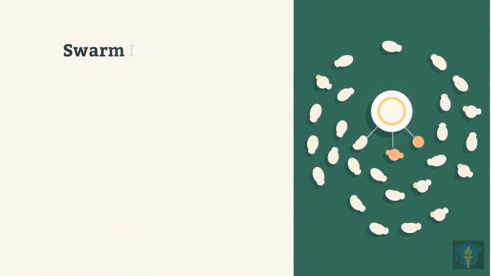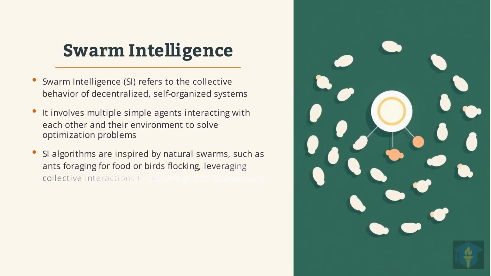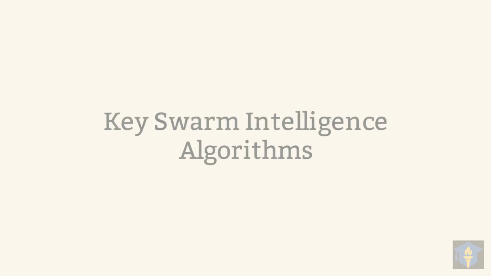Let's shift our focus now to swarm intelligence, a fascinating field inspired by nature. Swarm intelligence, or SI, explores collective, decentralized system behavior, where simple agents interact to solve optimization problems, inspired by natural swarms. Now, let's explore some key swarm intelligence algorithms and their natural inspirations.